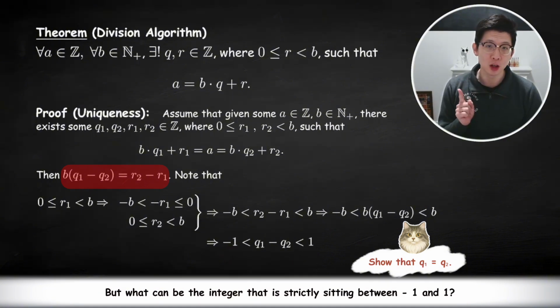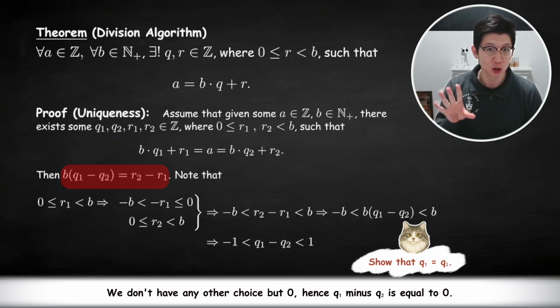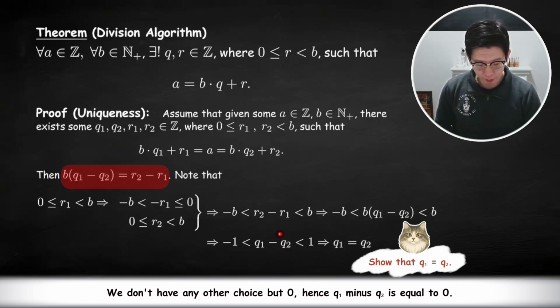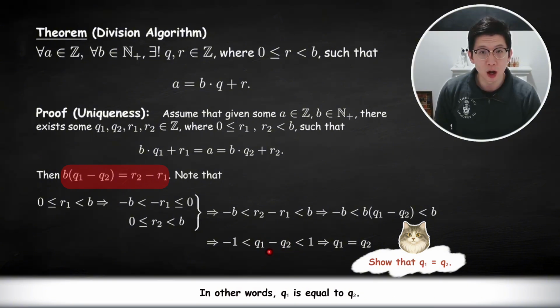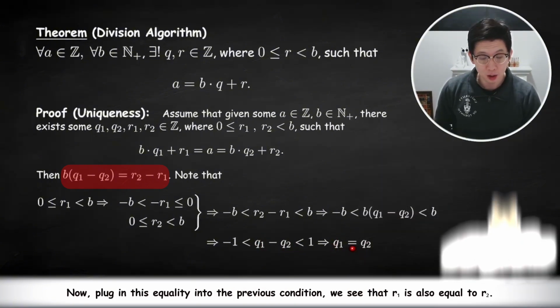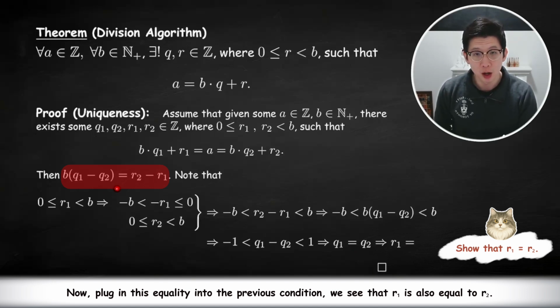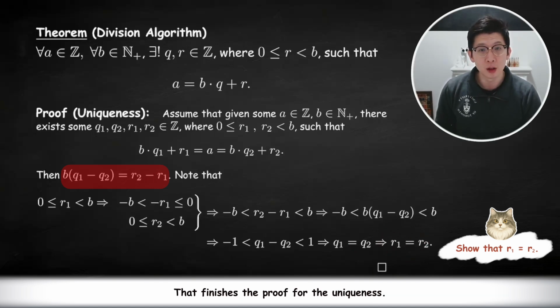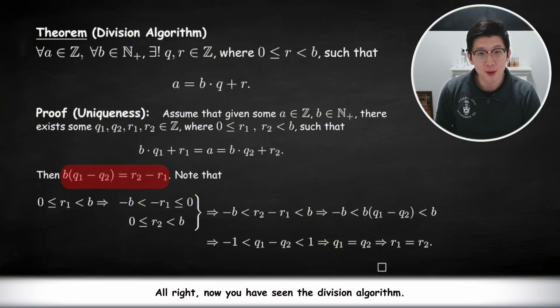But what can be the integer that is strictly sitting between -1 and 1? We don't have any other choice but 0. Hence, q1 minus q2 is equal to 0. In other words, q1 is equal to q2. Now, plug in this equality into the previous condition, we see that r1 is also equal to r2. That finishes the proof for the uniqueness.